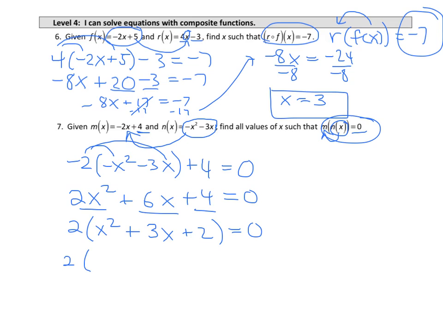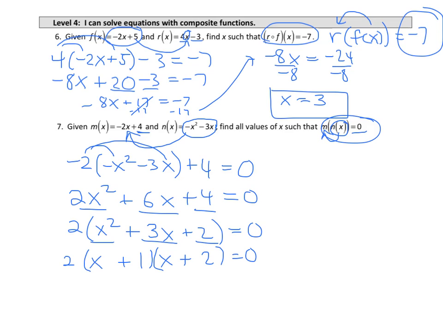And so I just leave the 2 in front, and now I'm going to factor this into 2 binomials. So I put my x and my x to multiply to x squared, and then I need two numbers that multiply to 2 and add to 3, so we get 2 and 1. And they're both positive, so that it adds to positive 3x.